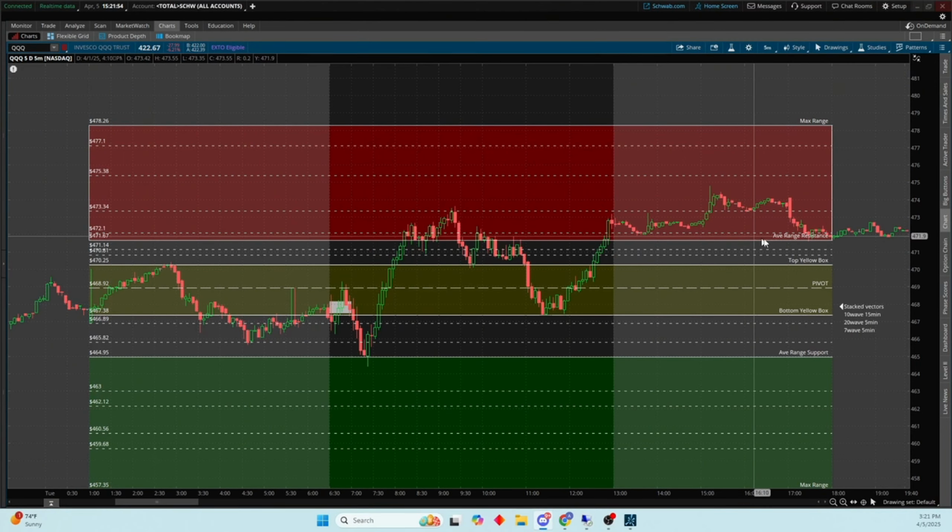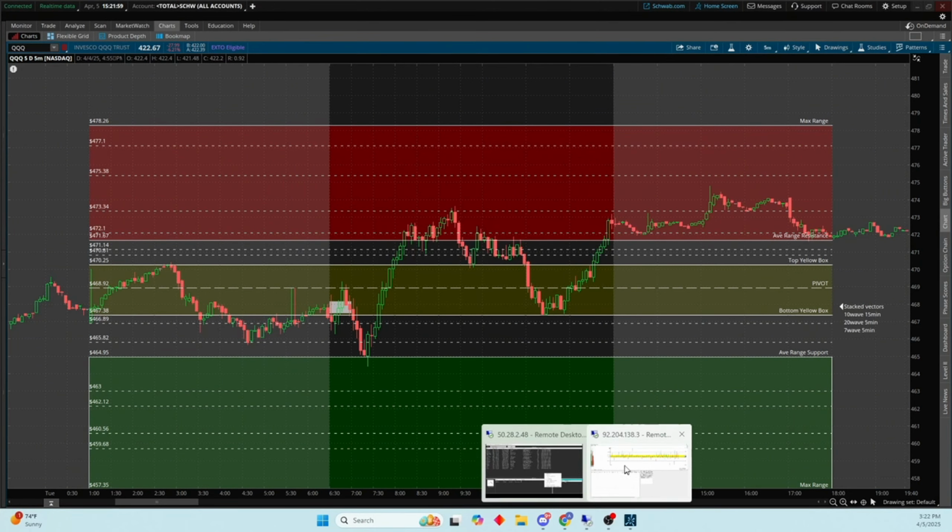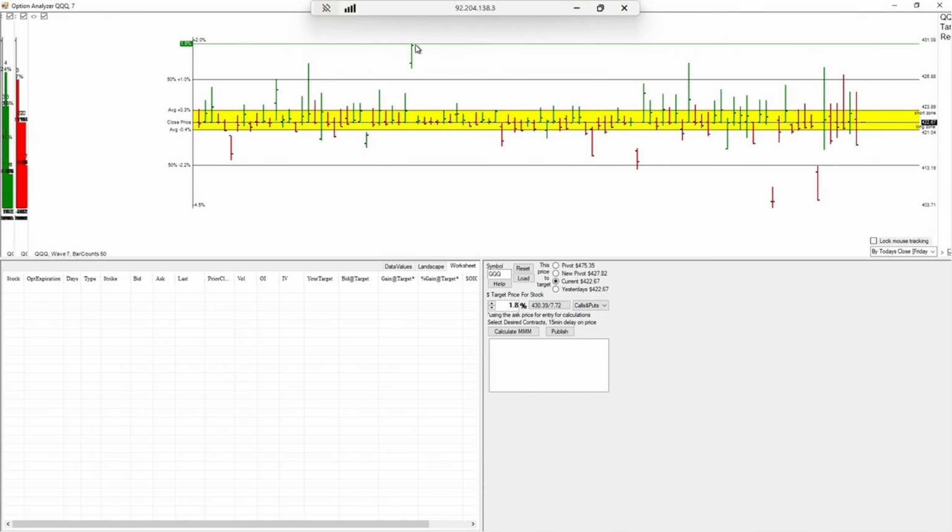We'd go in, chart out our average range, do that for upside and downside. Also the max range, which is just the highest candle. So we'd go here, chart out whatever that value is. Same thing for downside.